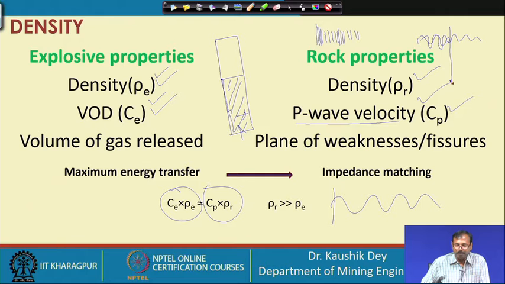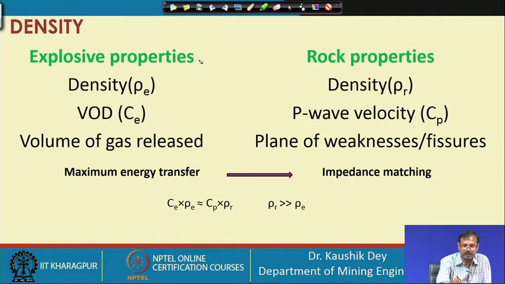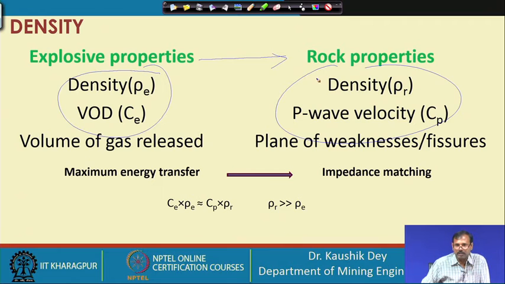Now, the maximum energy will be transferred from the explosive to the rock if the impedance of the explosive and the impedance of the rock come closer to each other. That means, if these are equal, then 100% of the energy will be transferred from the explosive to the rock, but rarely can you have equal impedance. You may have an impedance ratio closer to 1.